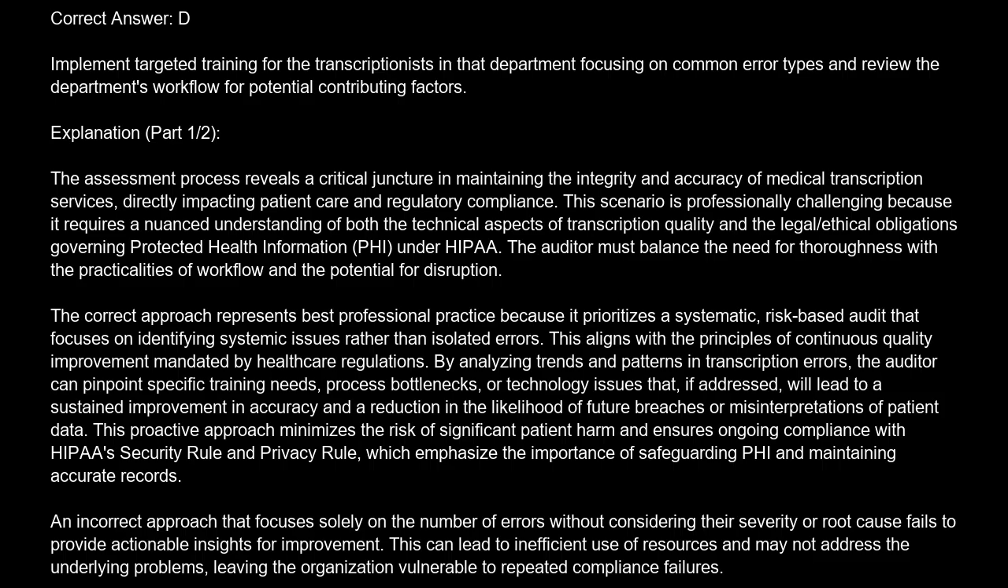By analyzing trends and patterns in transcription errors, the auditor can pinpoint specific training needs, process bottlenecks, or technology issues that, if addressed, will lead to a sustained improvement in accuracy and a reduction in the likelihood of future breaches or misinterpretations of patient data. This proactive approach minimizes the risk of significant patient harm and ensures ongoing compliance with HIPAA security rule and privacy rule, which emphasize the importance of safeguarding PHI and maintaining accurate records.